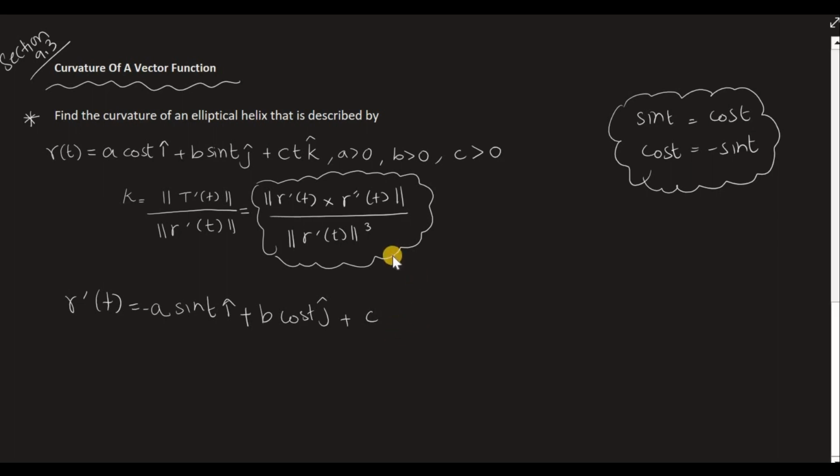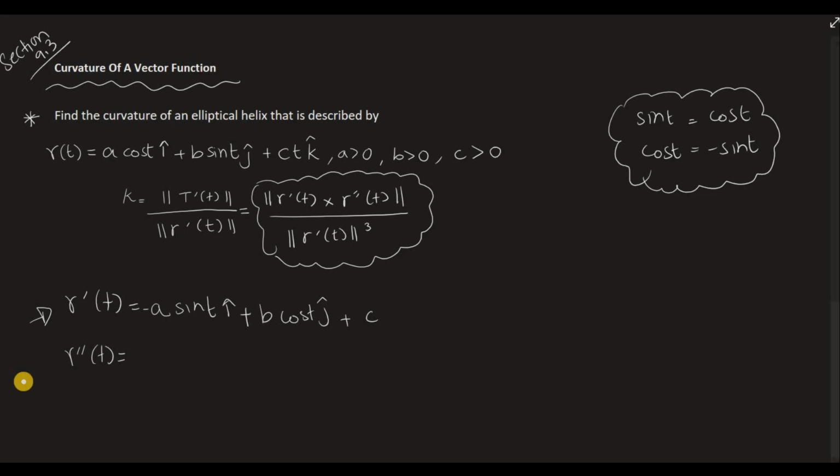Now what is the next step? The next step is to calculate the second derivative, and for that we'll have to differentiate once again. So taking the double derivative of the original vector function, or simply taking the derivative of this first derivative, we're deriving it once again.